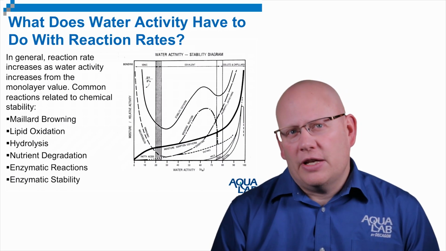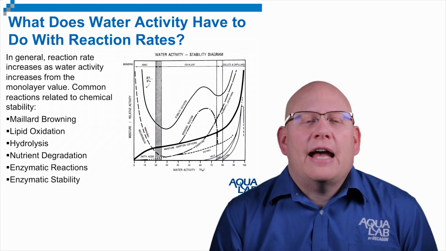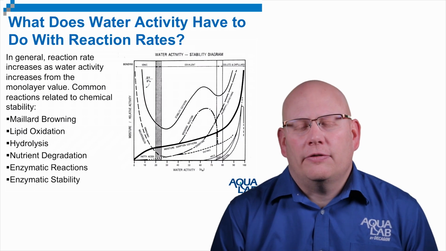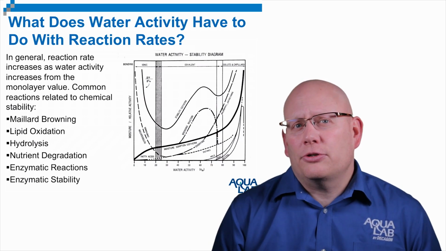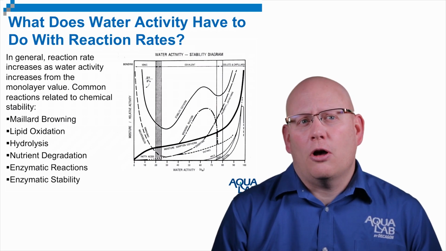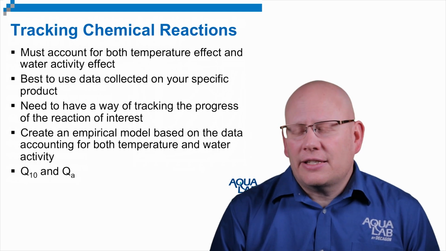And then the stability of enzymes. If enzymes are supposed to be present and have their activity at a certain point, they have to remain stable, and that is very water activity dependent. So all these factors could play a role in what determines the end of shelf life, and all correlated to water activity. So how do you track these chemical reactions?